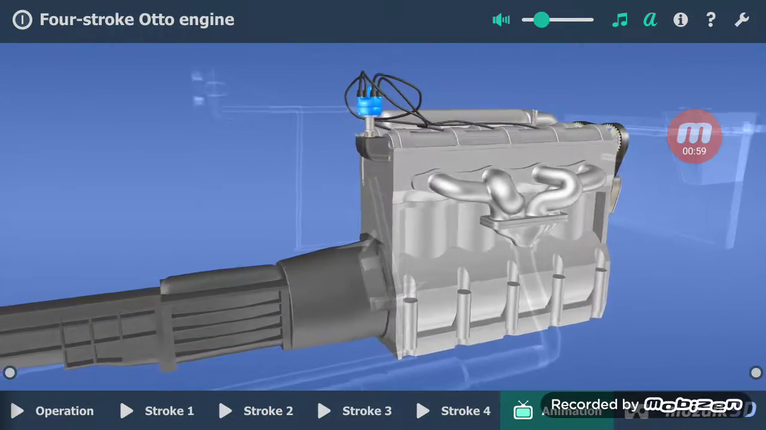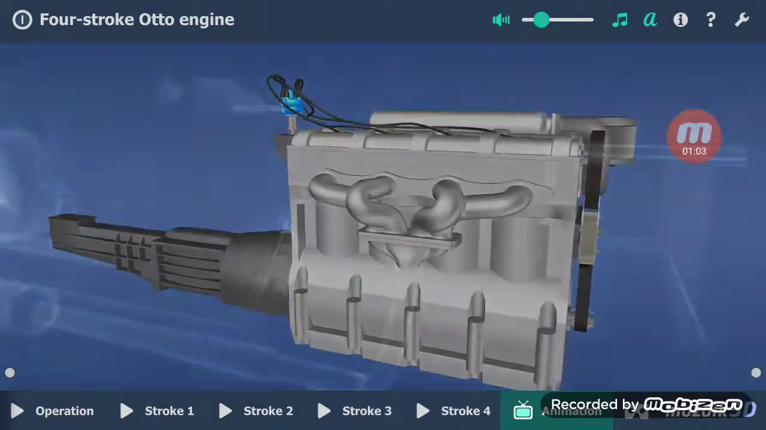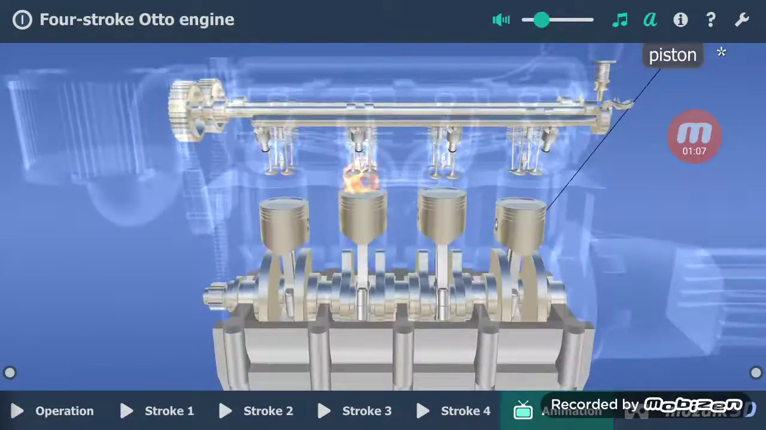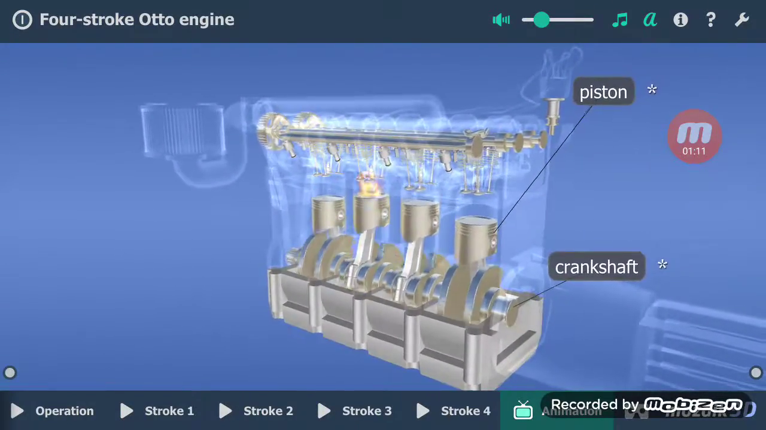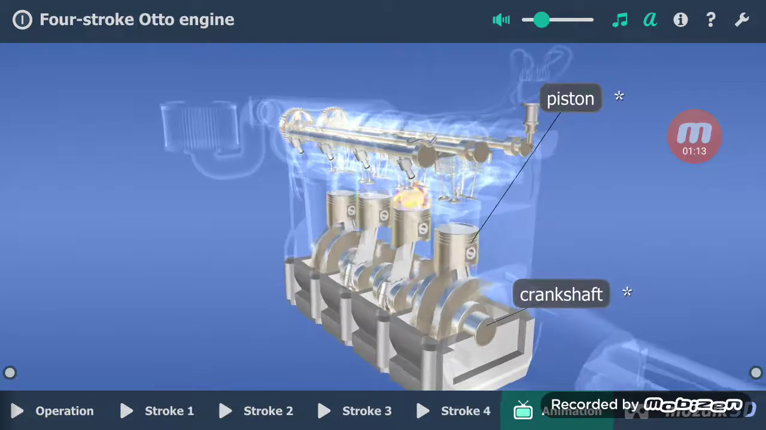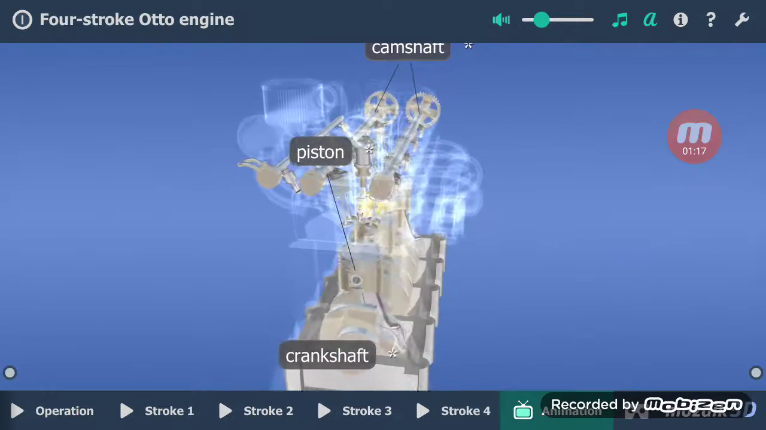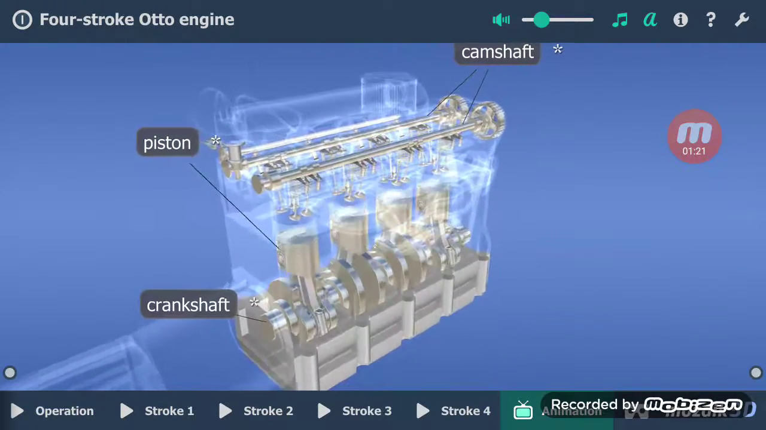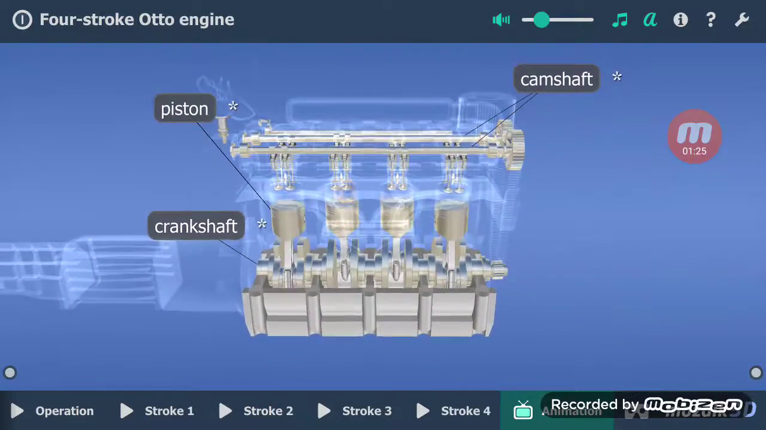The most common type of engine used in cars is the four-stroke Otto engine. It converts the alternating vertical motion of the pistons into the rotation of the crankshaft. The crankshaft drives the drive shaft and the camshaft through the timing belt. The camshaft operates the valves which ensure fuel intake and the expulsion of exhaust gases through a coordinated rhythmic opening and closing.